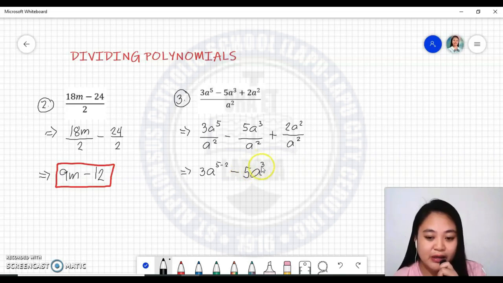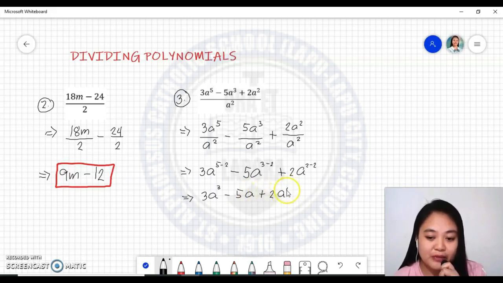3a, 5 minus 2, minus 5a, 3 minus 2, plus 2, 2 minus 2. So simplify. 5 minus 2 is 3, minus 5a. 3 minus 2 is 1, so you may not write 1 because it is already understood that there is an imaginary 1 above a. Now let's proceed to the next term.